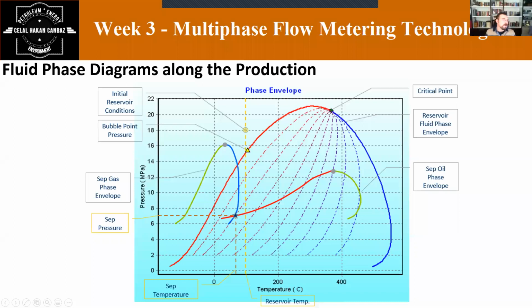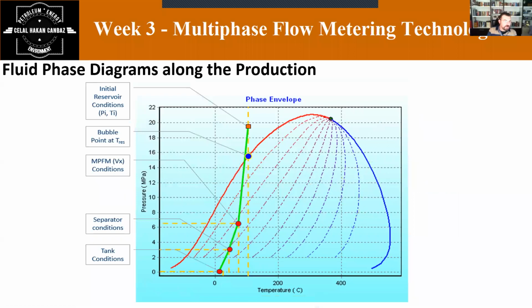Because the composition changed, your light components will be separated from the heavy components. Heavy components will form a diagram like this, and the light components will build a diagram like this. So according to your composition, your phase diagram changed directly. So when we compared with this main phase envelope, which includes the composition in your reservoir, in your valve also, it is nearly the same composition.